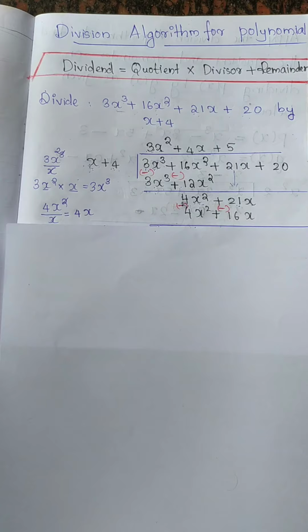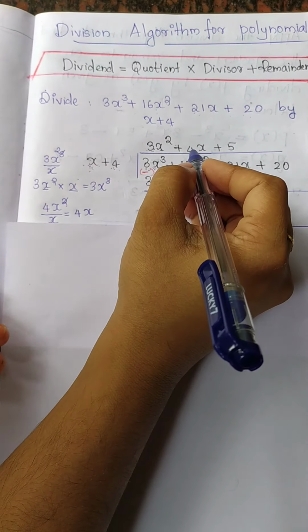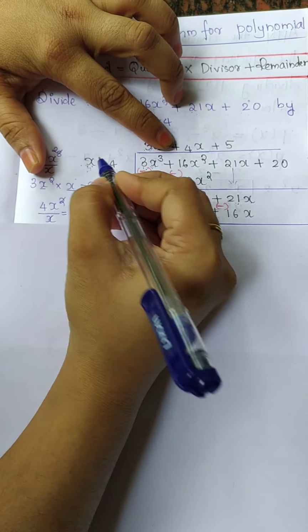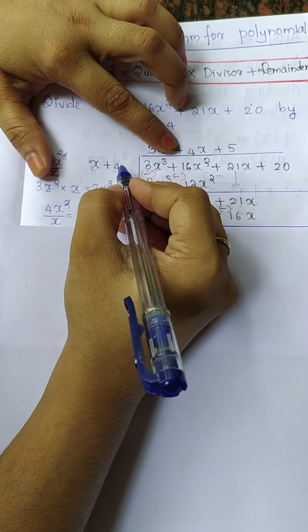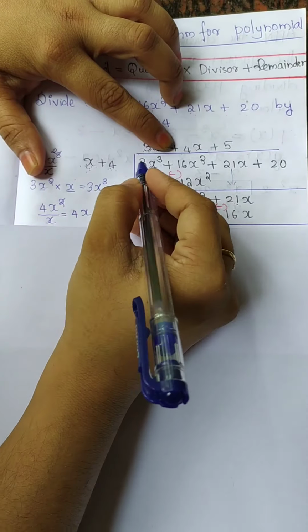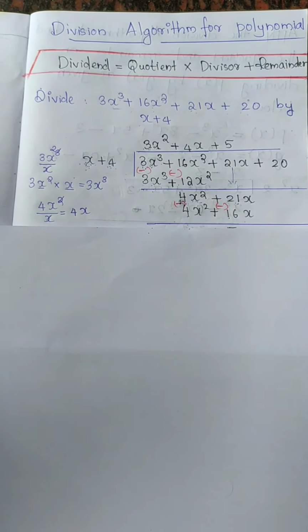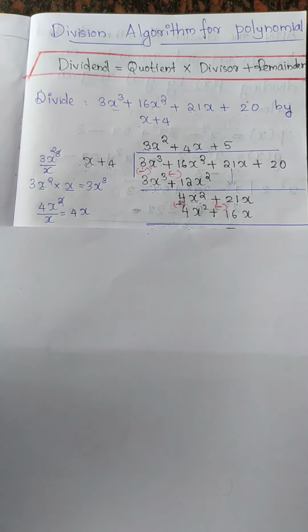Then what do you have to do? Again repeat the same process. So 4x into x, what is the answer? 4x square. Then again 4x into 4, what is the answer? 4 into 4, 16, and x. So this is the next term of the dividend.